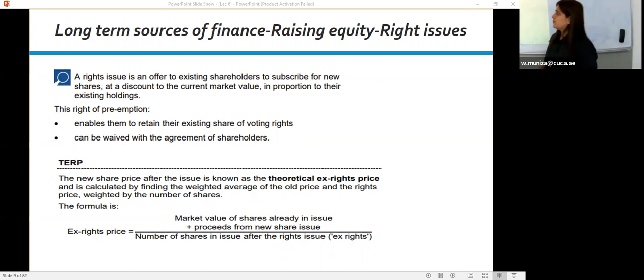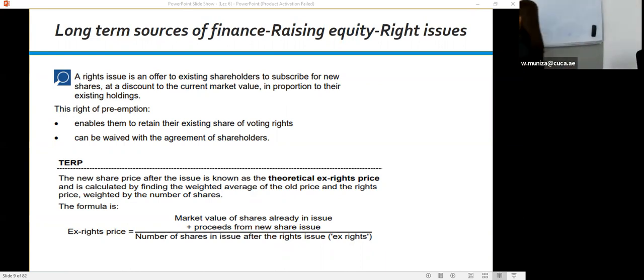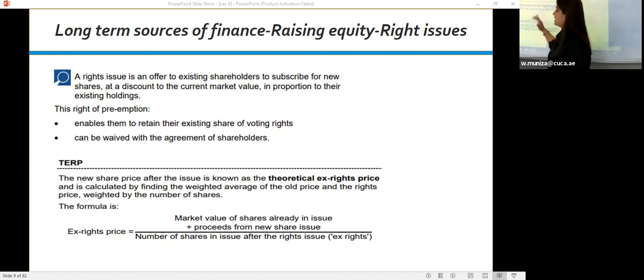So they say the new share price after the issue is known as the theoretical ex-rights price and is calculated by finding the weighted average of the old price and the rights price, weighted by the number of shares. The simple formula they have given us to calculate TERP is: market value of the shares already in issue plus proceeds from the new share issue, divided by the number of shares in issue after the rights issue. The denominator is the total number of shares after making the rights issue, and in the numerator, you take the market value of the shares already in issue plus the proceeds from the new share issue.